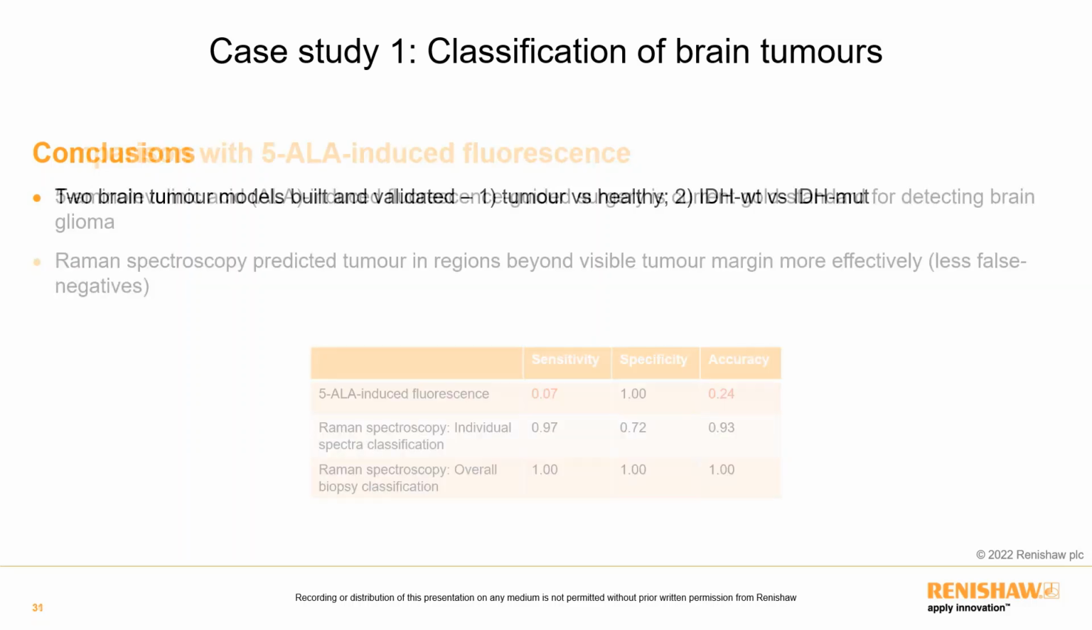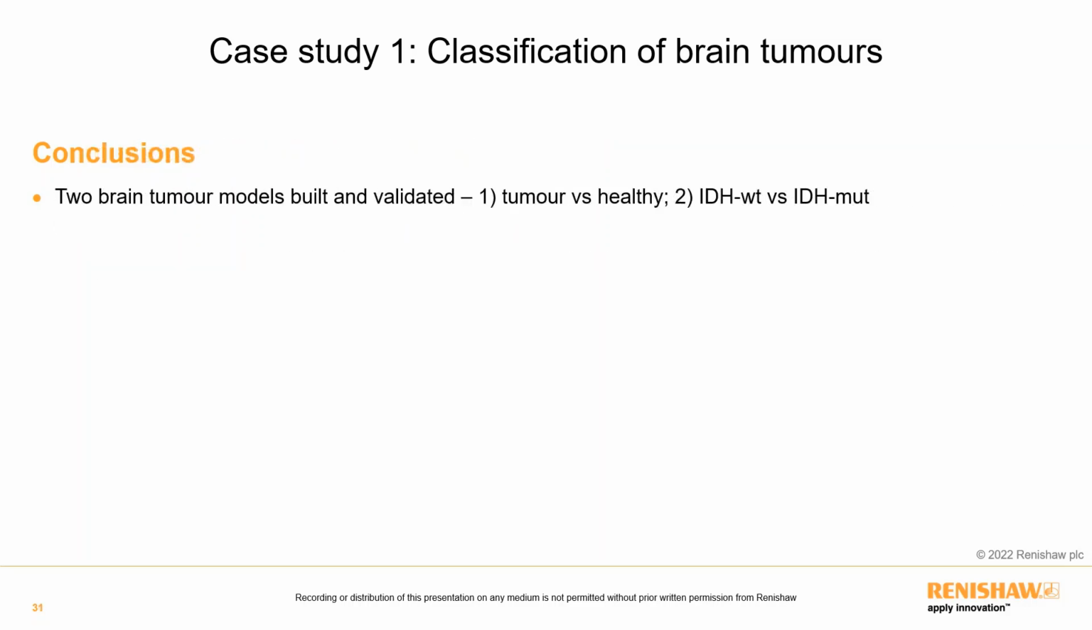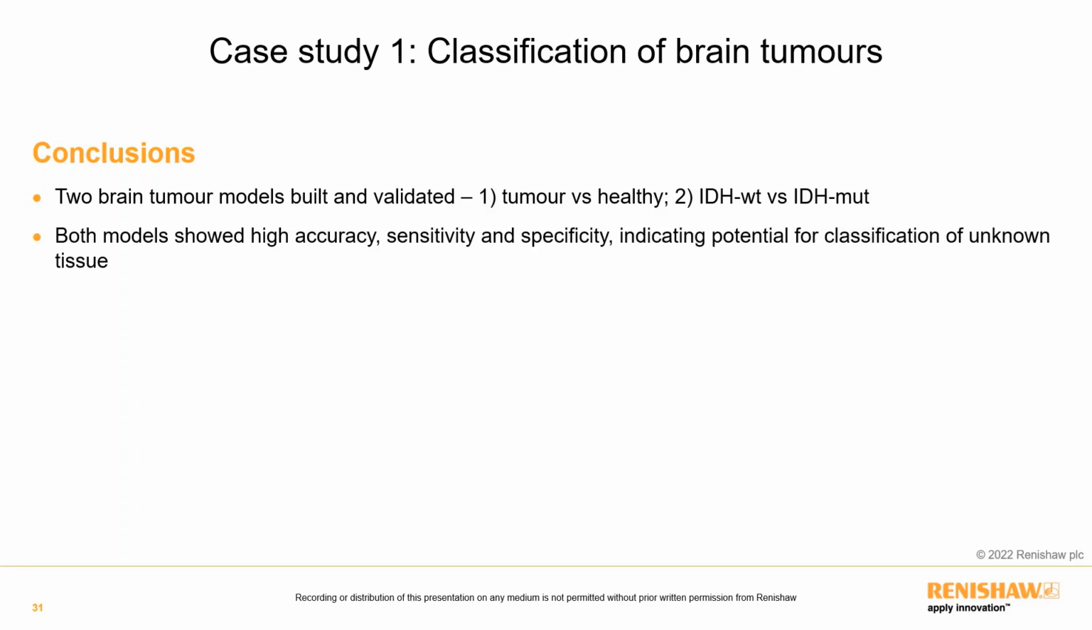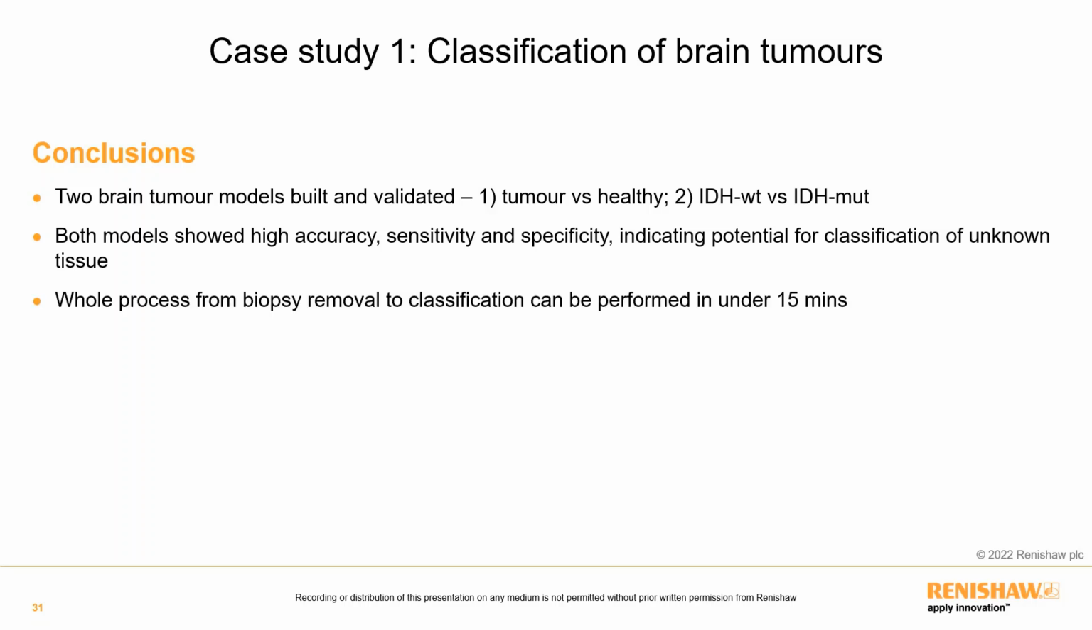of brain glioma. In this first case study, two classification models were built, one to separate healthy and cancerous tissue, the other to separate two different genetic subtypes of glioma. Both of these models demonstrated high sensitivity, specificity, and accuracy, indicating their potential for characterizing unknown brain tissue. Once models have been built, the whole process from biopsy removal to classification could be performed in under 15 minutes. This could allow real-time generation of information, which may be useful for surgeons when devising surgical strategies.